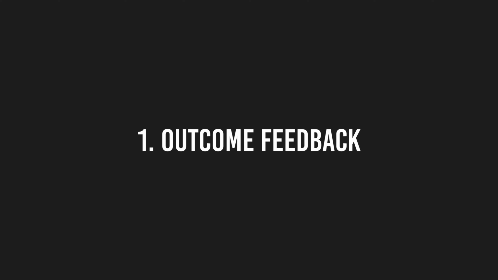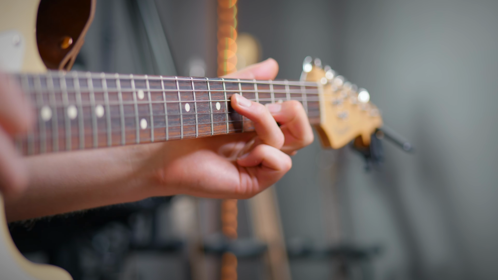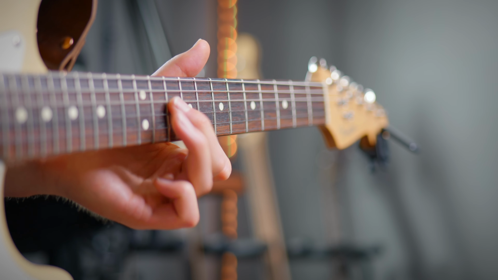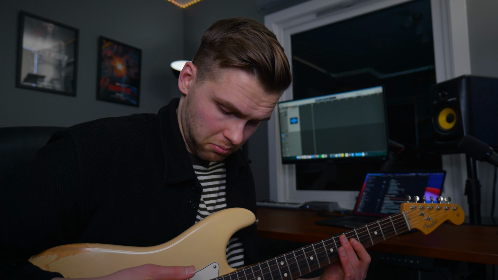The first one is called outcome feedback. Imagine that you're learning to improvise. And when you improvise over a backing track, it sounds really bad. And you don't know why, you just know that it doesn't work. This is outcome feedback. You know it's wrong, but you don't know why.